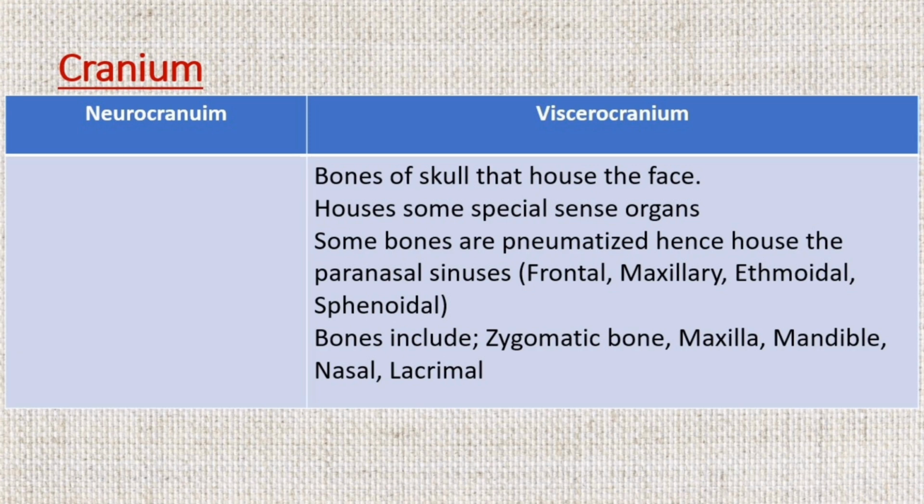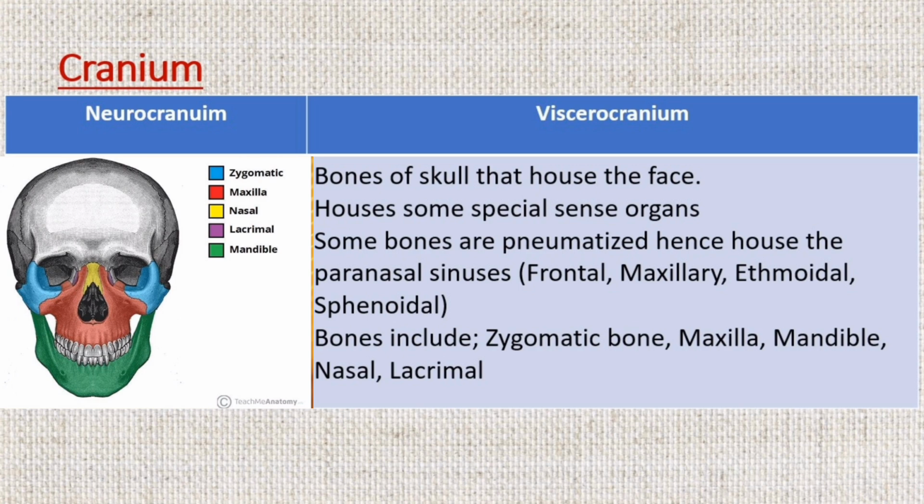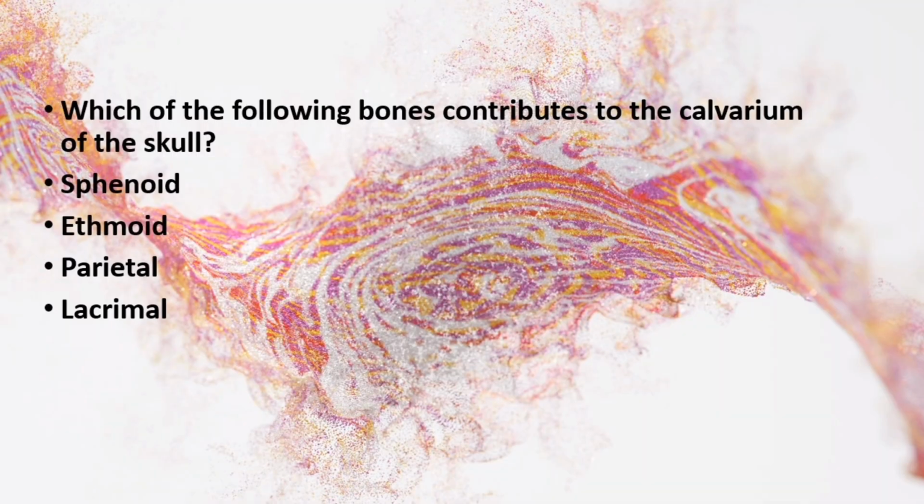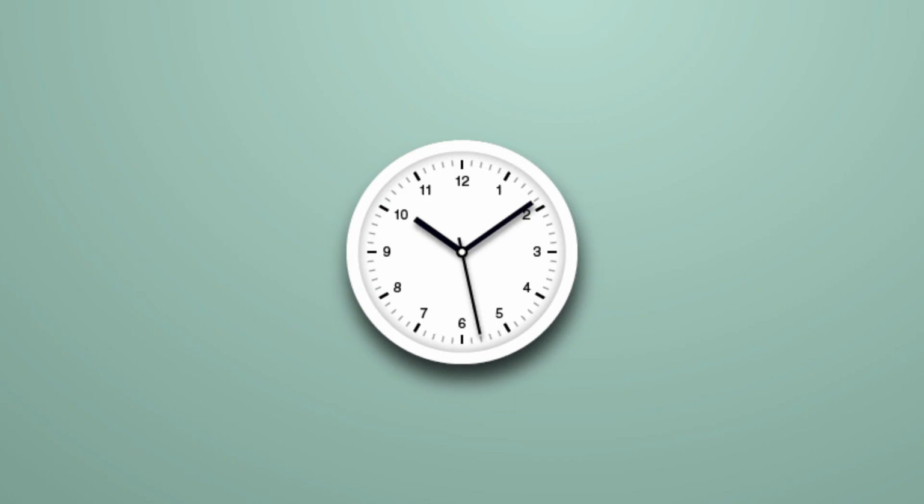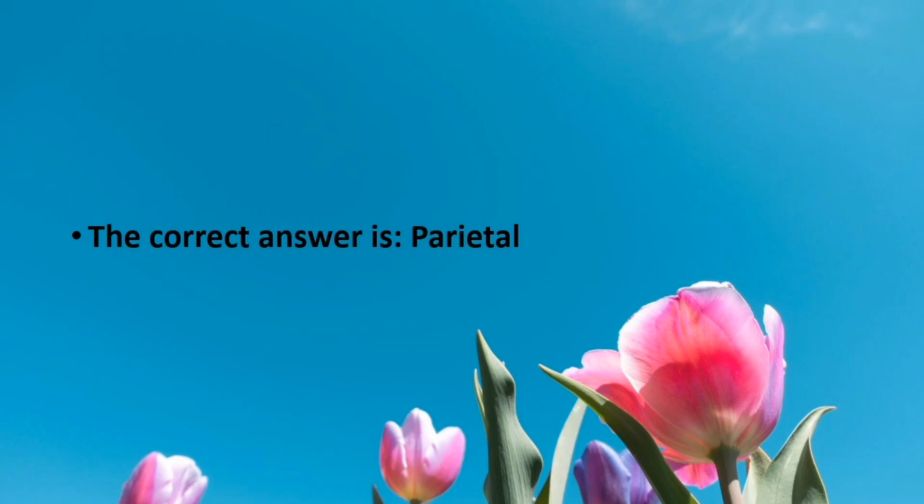I believe now you can answer the question we asked when we started, and that is the zygomatic bone is the bone just above your cheeks. Another quiz. Which of the following bones contribute to the calvarium of the skull? Sphenoid, ethmoid, parietal, lacrimal bone. The correct answer is parietal bone.